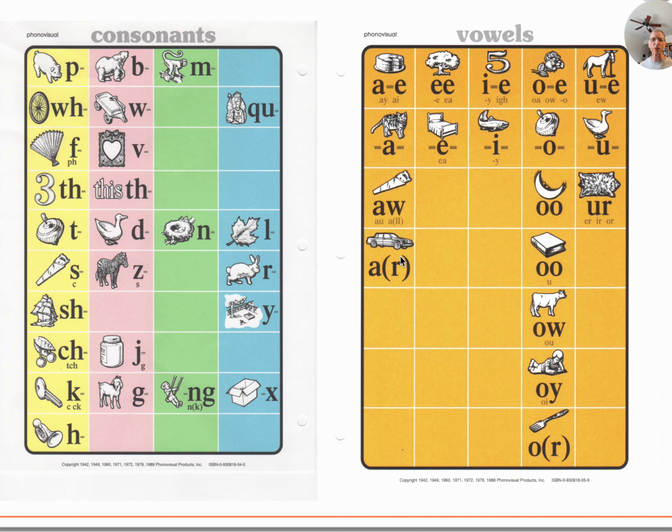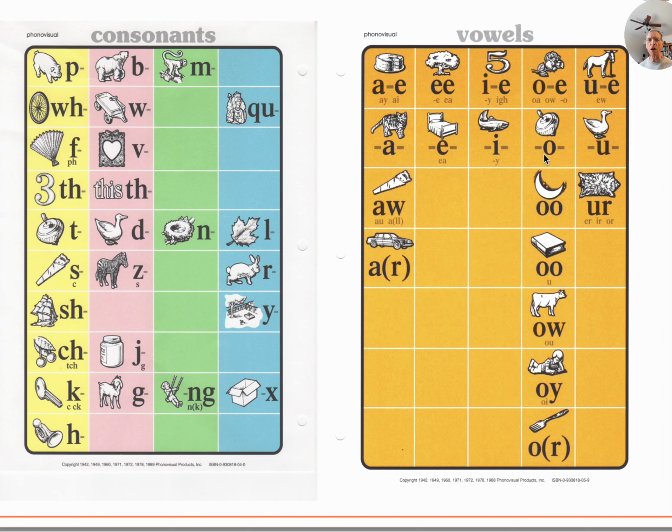Now I'm going to the other side. Notice these all have an A in them, so that's part of the logic of the chart. We have the AW in aw, in saw, and again you have the AU and the ALL, both which make the aw sound. Then we have the R of car. Notice I put the R in parentheses to show that it's an R-controlled vowel.